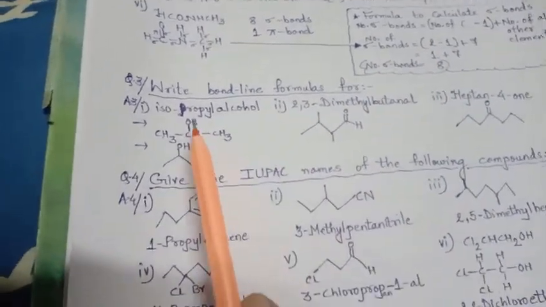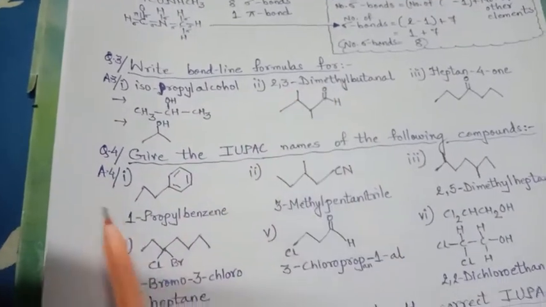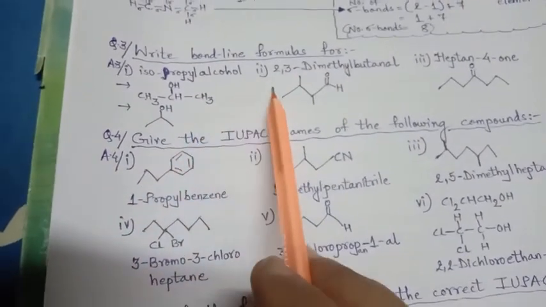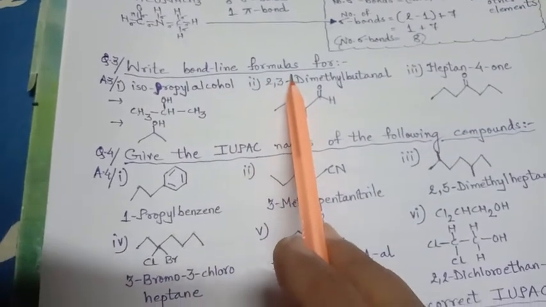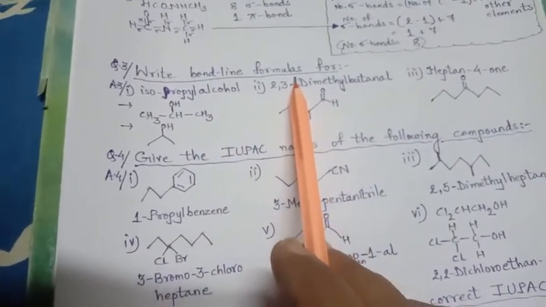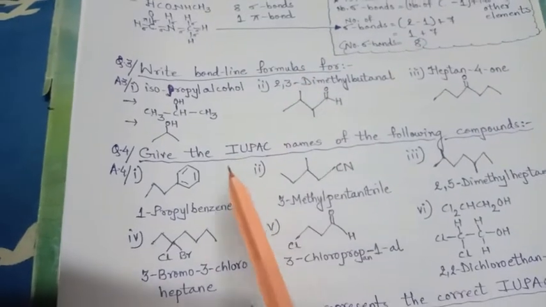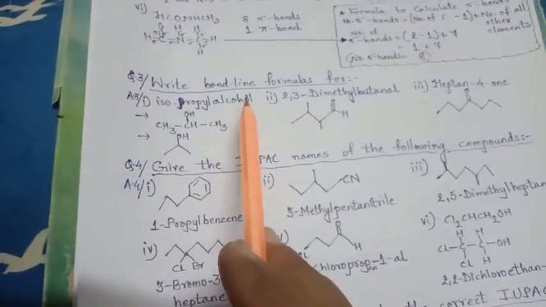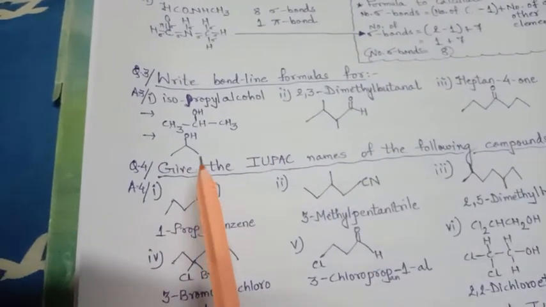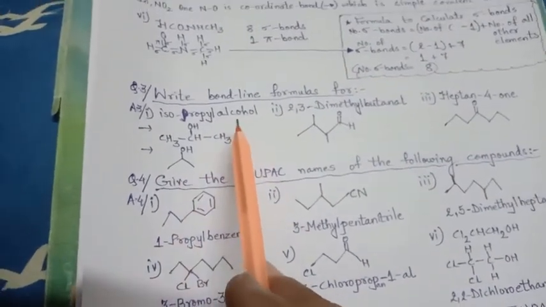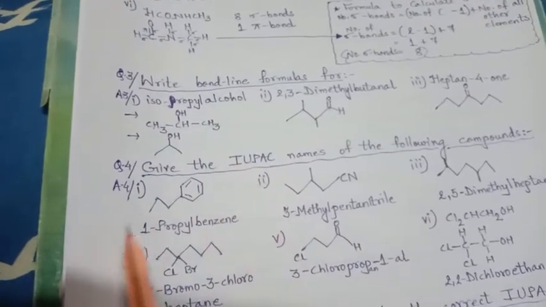The next question is write bond line formulas for. We have practiced, and here also now bond line formulas we are supposed to write. Still few students are left, they have not submitted the answers, and that is why the solution for others is also left. So please students, those who have not submitted, submit it fast.